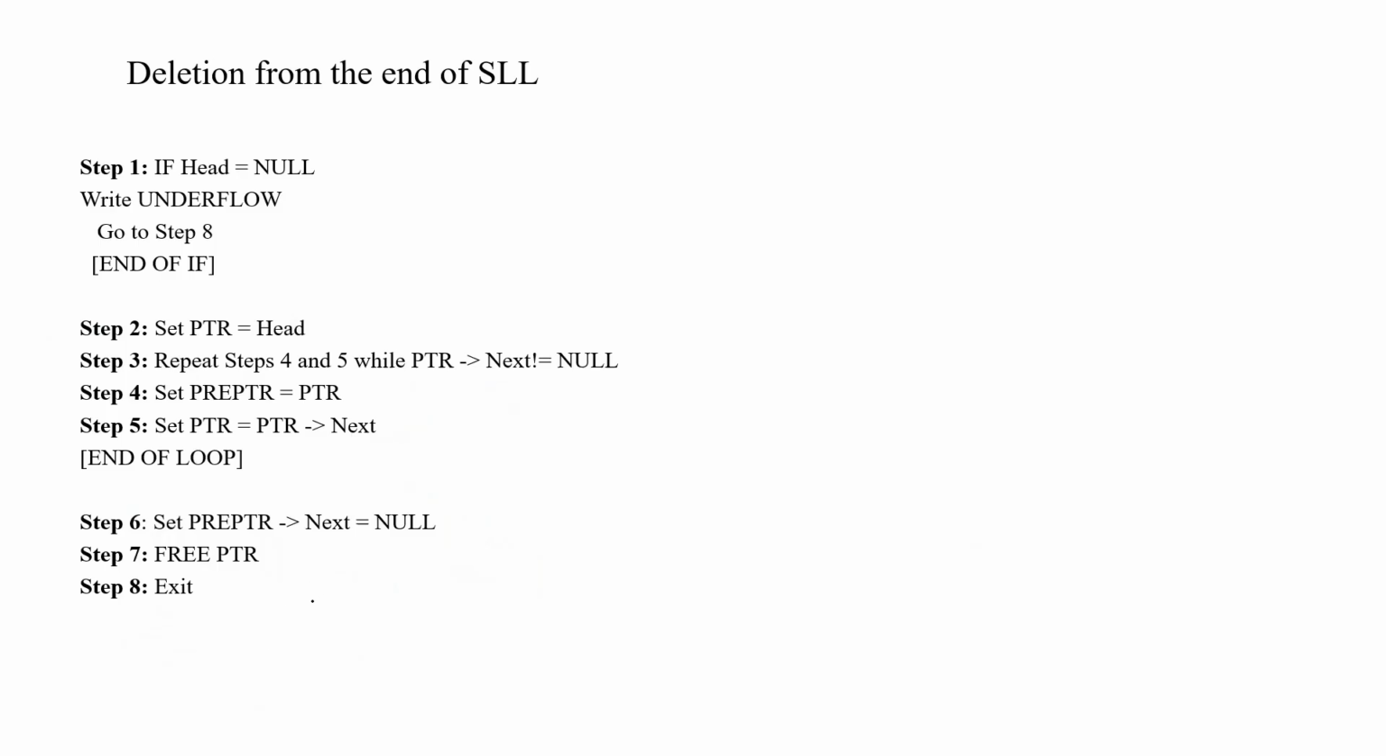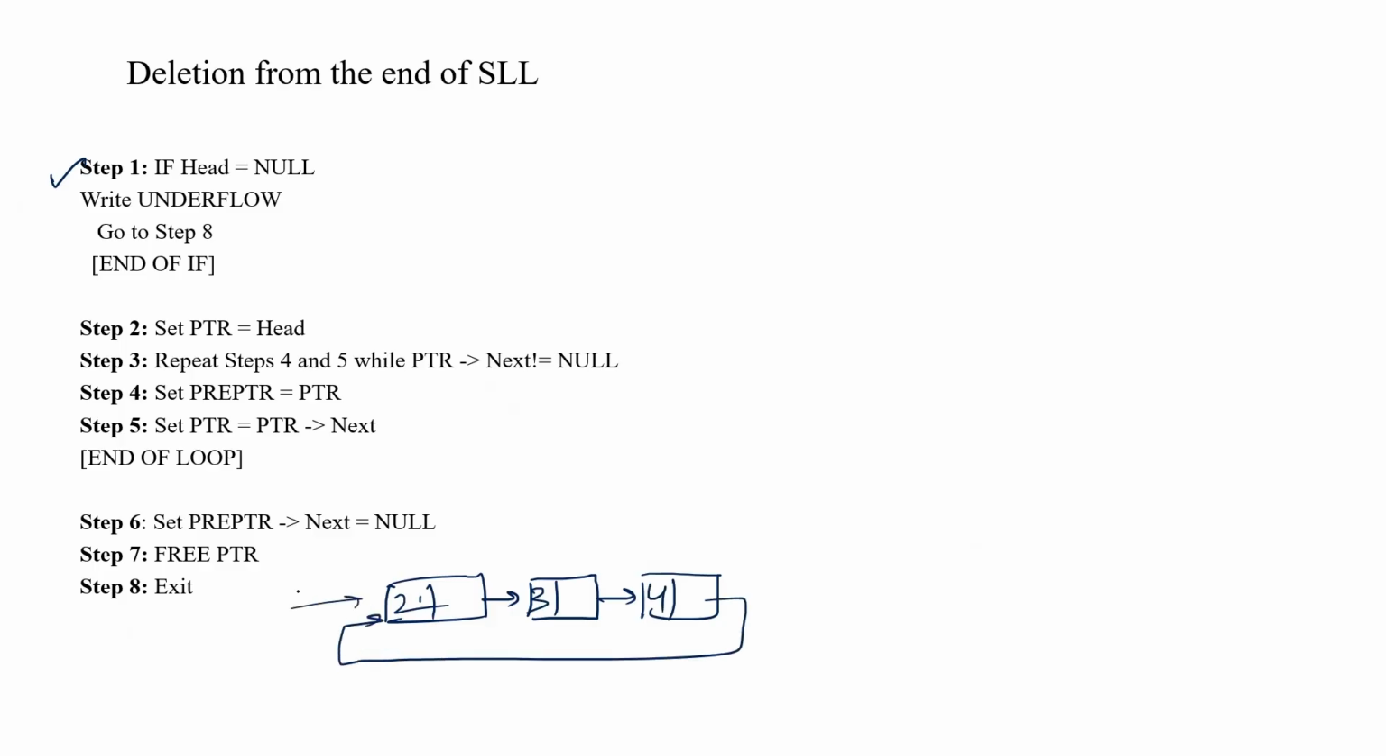Now we are going to discuss the circular linked list and how we are going to delete a node in the last of the circular linked list. Now you know that step number 1 is the same. Let's suppose we have some circular linked list here, and I want to delete 4 from the linked list, but 4 is connected to the head.